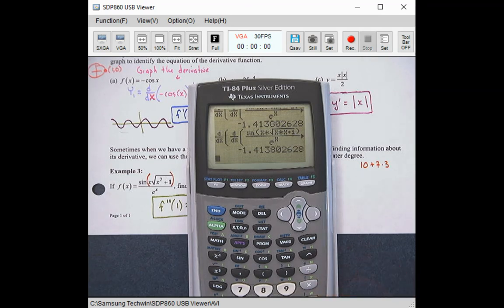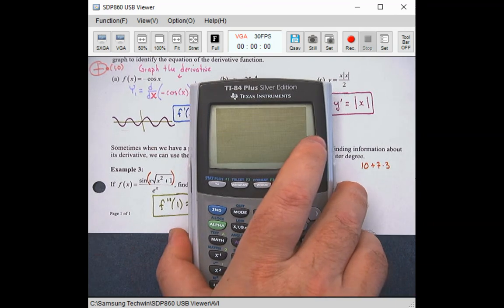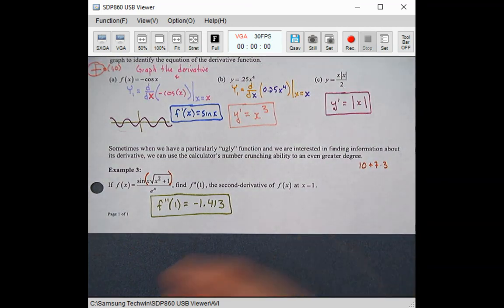Anyway, the idea here is just to have this idea that I can use my calculator to do some of the heavy lifting when it comes to evaluating the derivative at a specific spot. Most of the time, you're not going to be able to use your calculator, but sometimes you actually are.